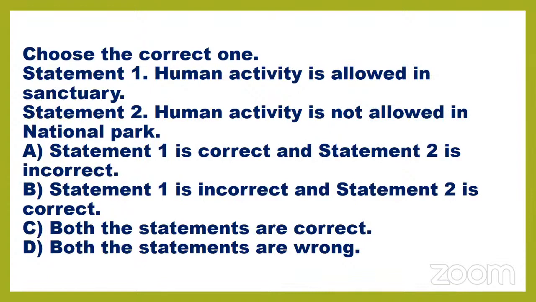Which statement is correct here? A, B, A. Ashwita. Answer C. In sanctuaries actually human activity is allowed in a very limited way. In national park human activity is not allowed. So both the statements are correct. So the option is C.